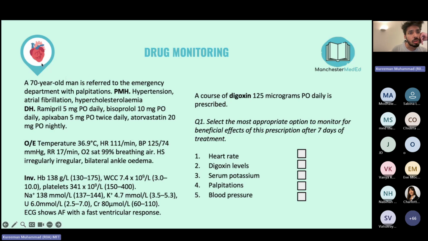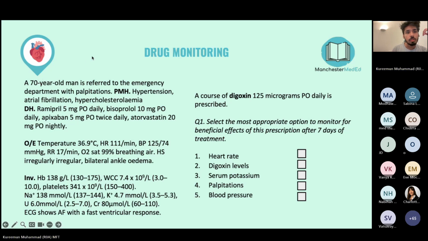So a 70-year-old man is referred to the emergency department with palpitations. Past medical history of hypertension, AF, and hypercholesterolemia. Drug history includes ramipril, bisoprolol, apixaban, and atorvastatin. In terms of the examination findings, just as expected, heart sounds will be irregularly irregular, you will have that in terms of the pulse, and then bilateral ankle edema.